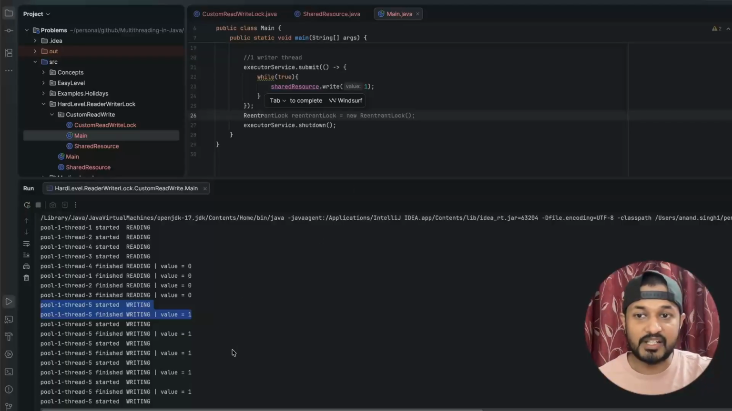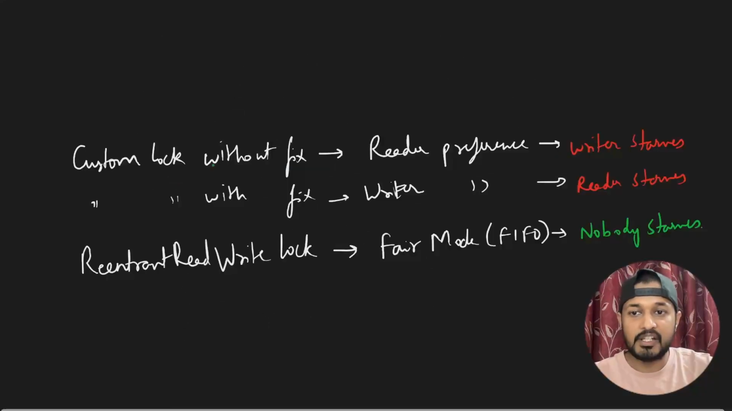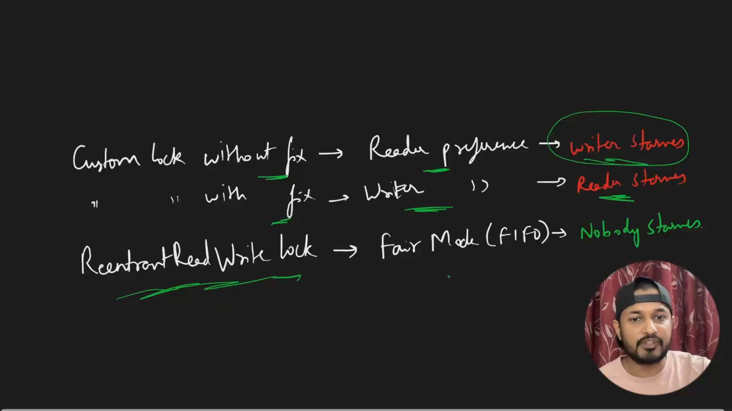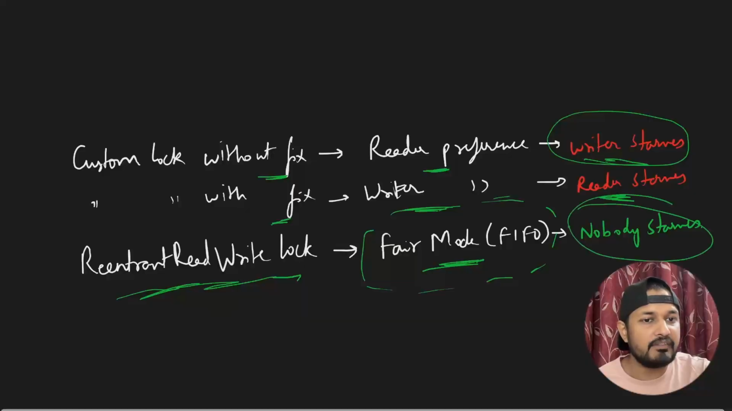So what happens when ReentrantReadWriteLock comes into the picture? When we created our custom lock without any fix, the reader was preferred and writers were starving. Then when we introduced our fix, the writer was preferred and readers were starving. But when we use ReentrantReadWriteLock, it uses a first in first out fair mode with an internal queue implementation, and therefore nobody will starve.